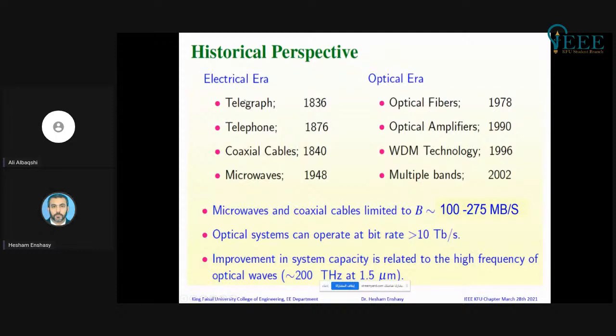In the electrical era, telegraph in 1836, telephone 1876, coaxial cable 1840, microwaves 1948. Then the optical era came in 1978, first generation of optical communication, optical amplifiers 1990, wave division multiplexing technology started in 1996, and multiple bands communication technology in 2002. Nowadays, we have systems that are capable of going up to 200 terahertz at wavelength 1.5 micrometer for optical communication.